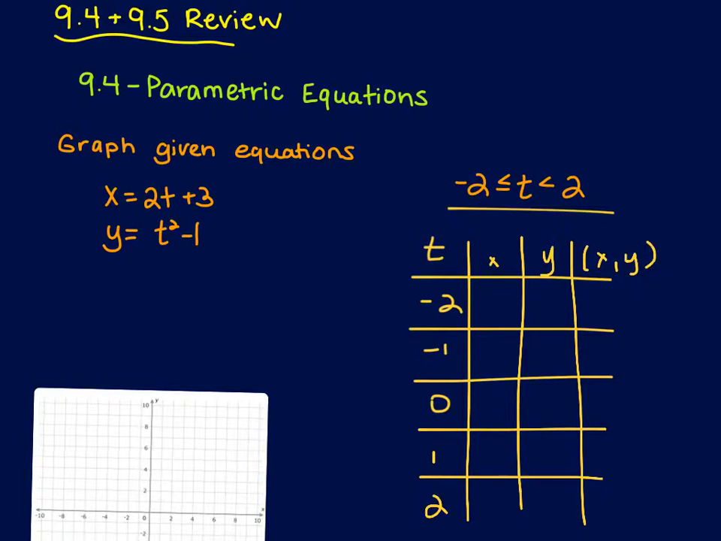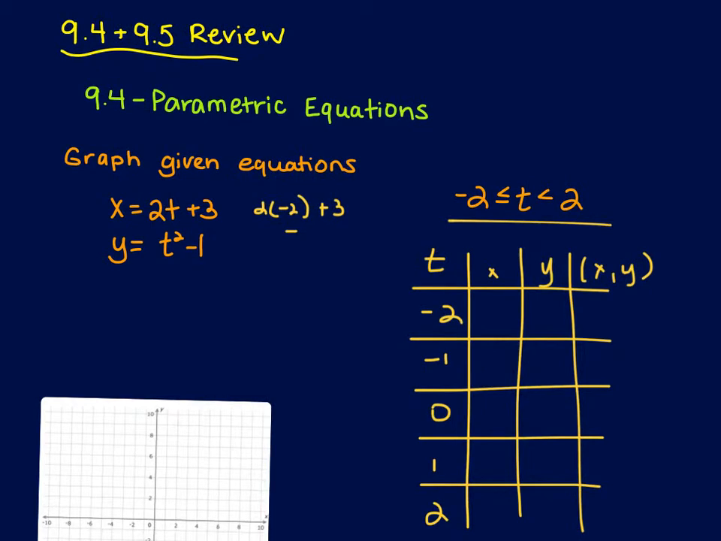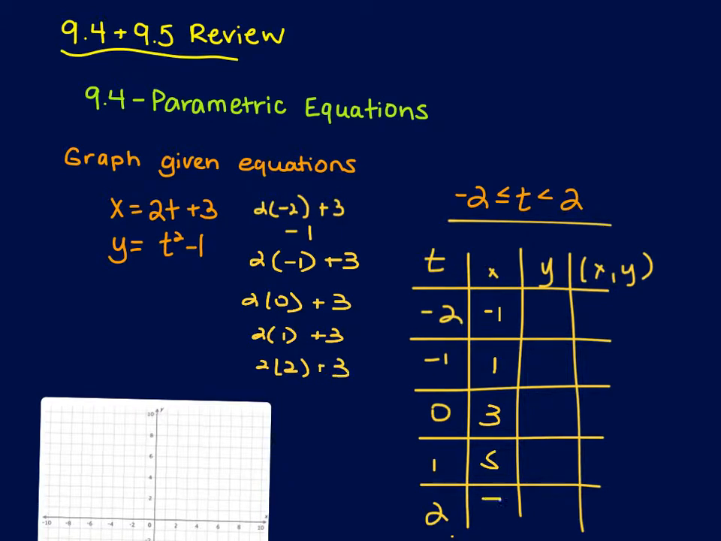So if I plug in -2 into the x, I get 2 times -2 plus 3, -4 plus 3, which is -1. Then I go 2 times -1 plus 3, which is -2 plus 3, or 1. Then 2 times 0 plus 3, which is 0 plus 3, or 3. 2 times 1 plus 3, 2 plus 3, which is 5. 2 times 2 plus 3, which is 4 plus 3, or 7.